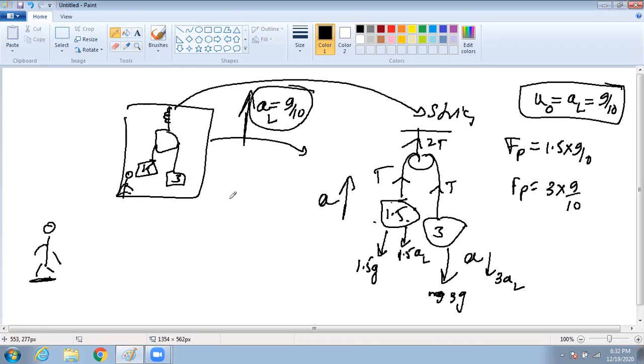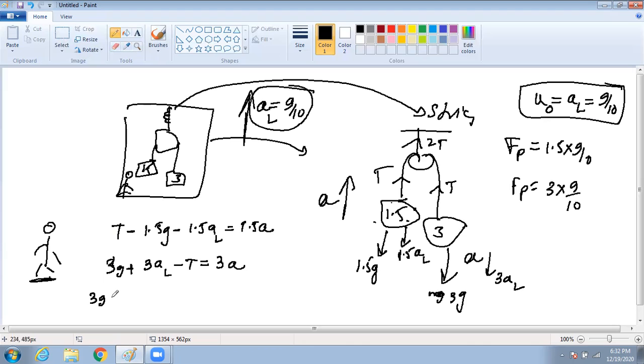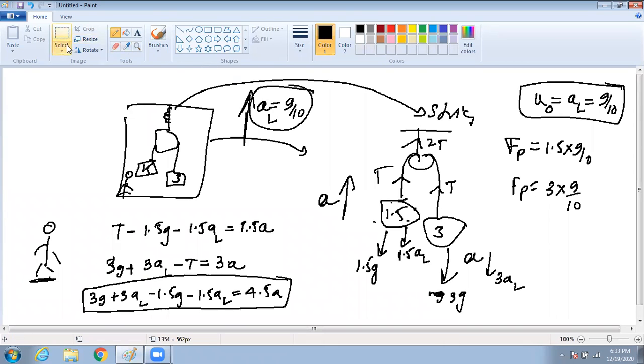So now let us write the equation for this one. I told you the net force is upward. So T minus 1.5G minus 1.5L equals 1.5 into A. We have to find A. And the next equation: 3G plus 3L minus T equals 3A. Correct? Now you know that G by 10 is AL, AL equals G by 10. First add the equations. When you add the equations, the T gets cancelled. So 3G plus 3AL minus 1.5G minus 1.5AL equals 1.5 plus 3, which is 4.5A. Clear?